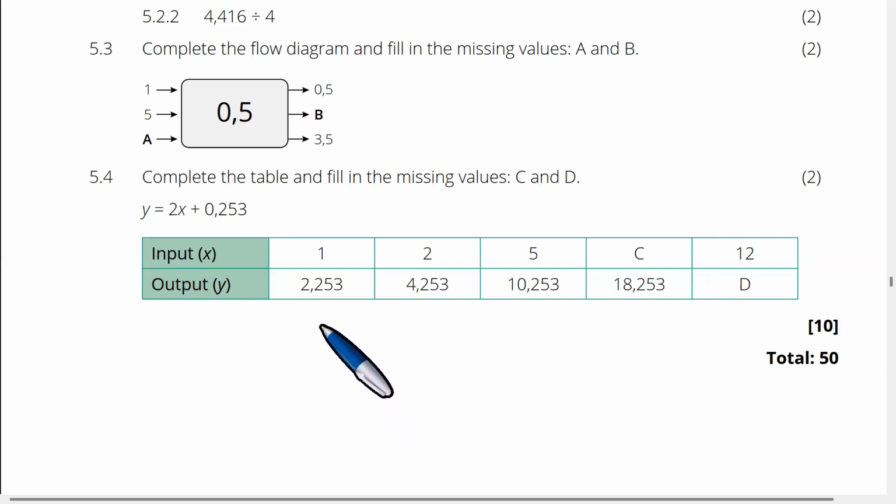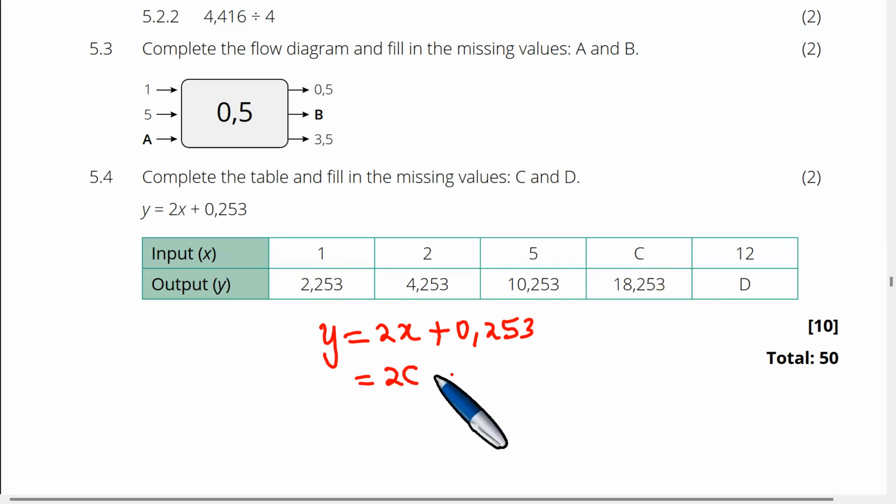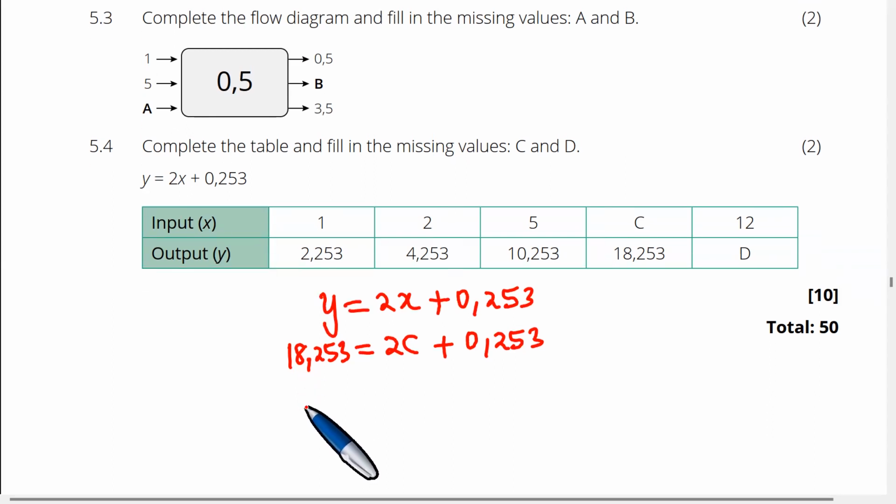First you must write down the equation. Y is equal to twice x plus 0.253. The input is x, which is C. So you put C in place of x: twice C plus 0.253, and the output is 18.253. So we just need to solve for C. How do we solve for C here?